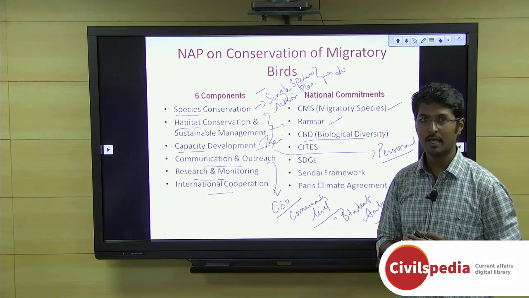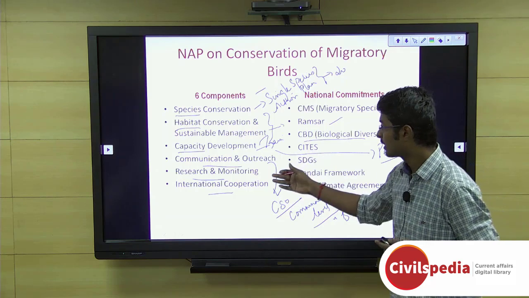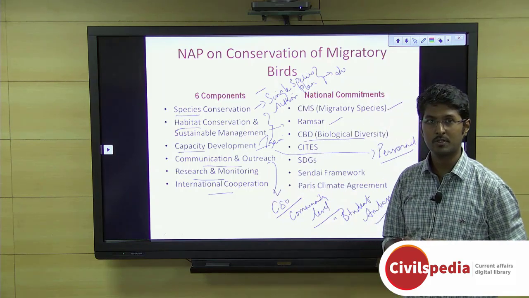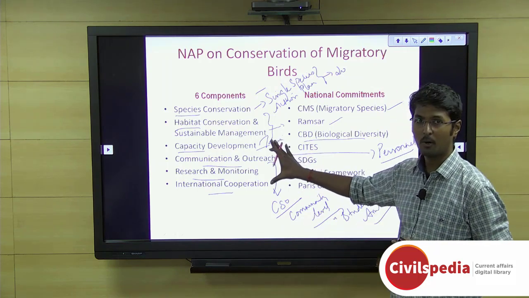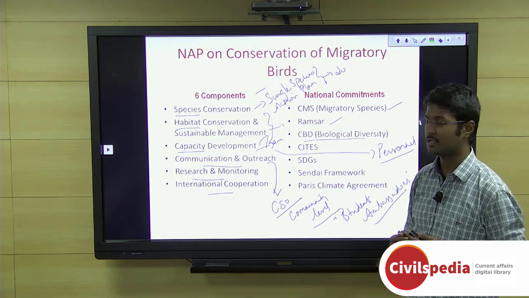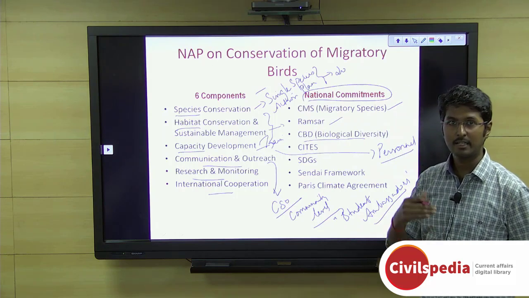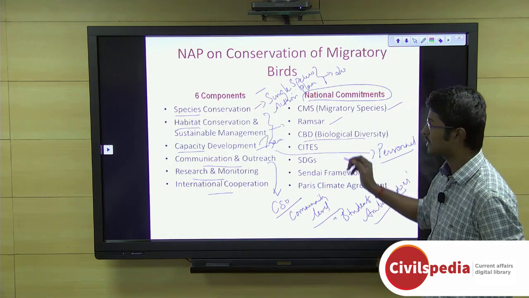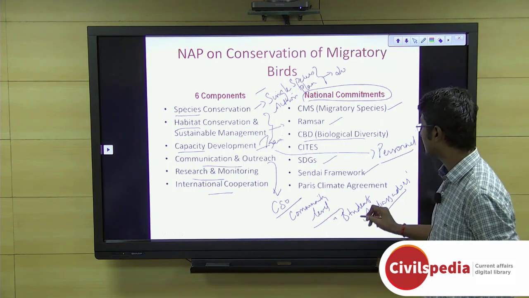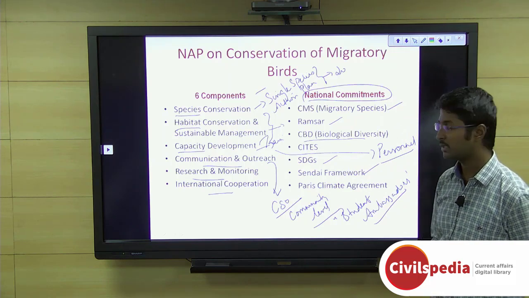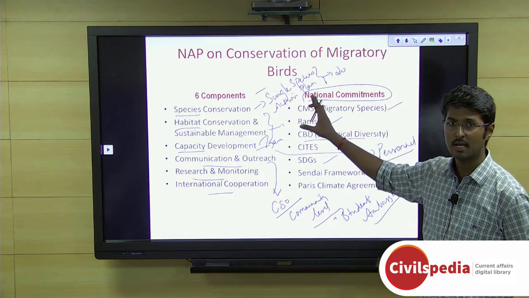Next thing is the research and monitoring. Here a database for the Central Asian Flyway birds has been proposed to be created. And with regards to international cooperation, a Central Asian Flyway Secretariat has been proposed to be set up in India. This is all about the 6 components of this particular National Action Plan. When we see the national commitments of India in the international bodies such as CMS, Ramsar, CBD, also the Sustainable Development Goals, the Sendai Framework for disaster management, and the Paris Climate Agreement, all have been taken into account while developing this National Action Plan for conserving these migratory birds.